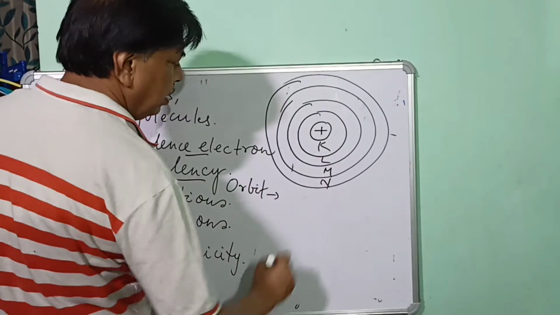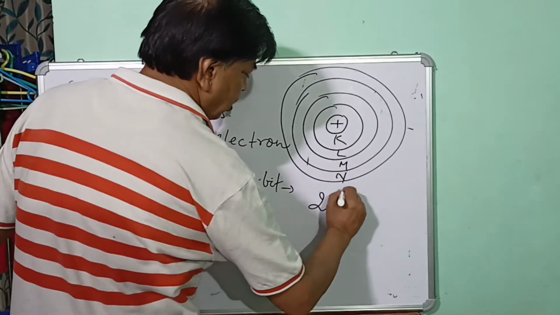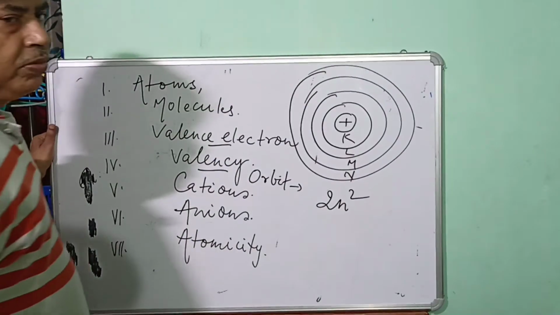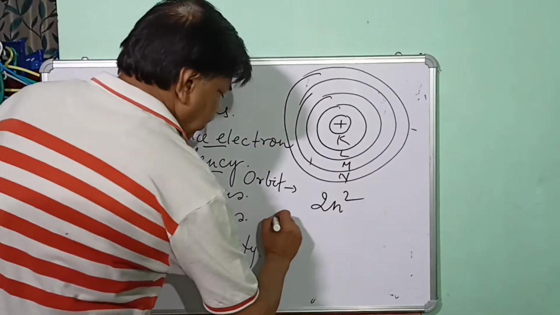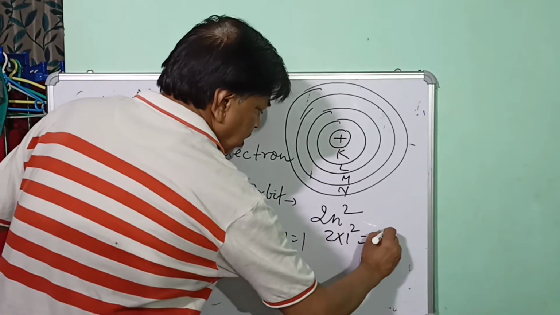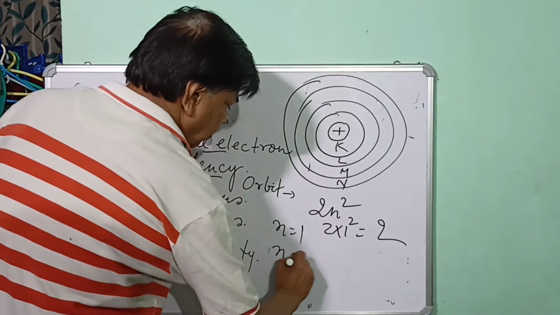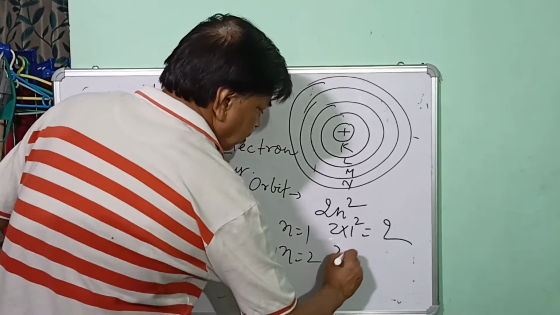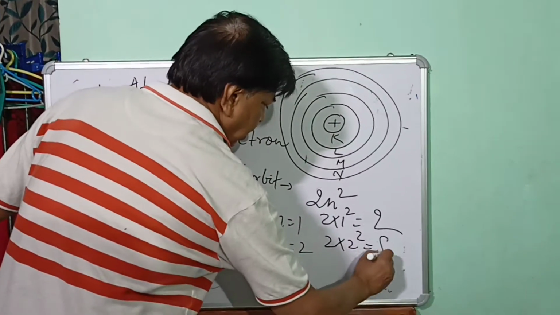It is called orbit, and the maximum electron in an orbit can be found by formula 2n square. If the orbit number is 1, the electron present will be 2. If the orbit number is 2, the electron present in the second orbit is 8.